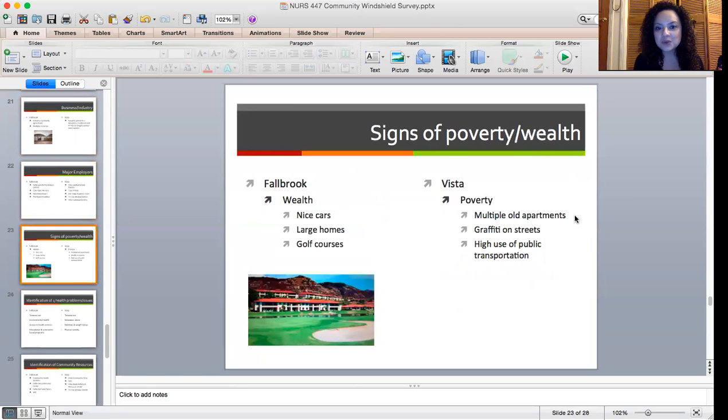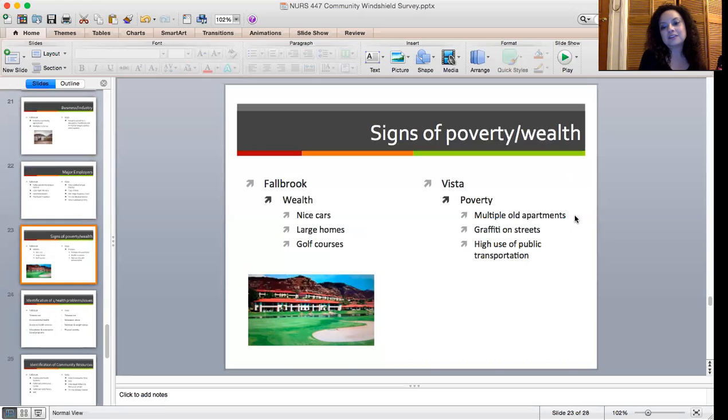Signs of poverty and wealth. In Fallbrook, I found signs of wealth. There were a lot of people with nice cars. The homes seemed pretty large and very pretty and had big properties. There were a couple golf courses, which are very pretty. The picture below is a picture of Pala Mesa Resort.